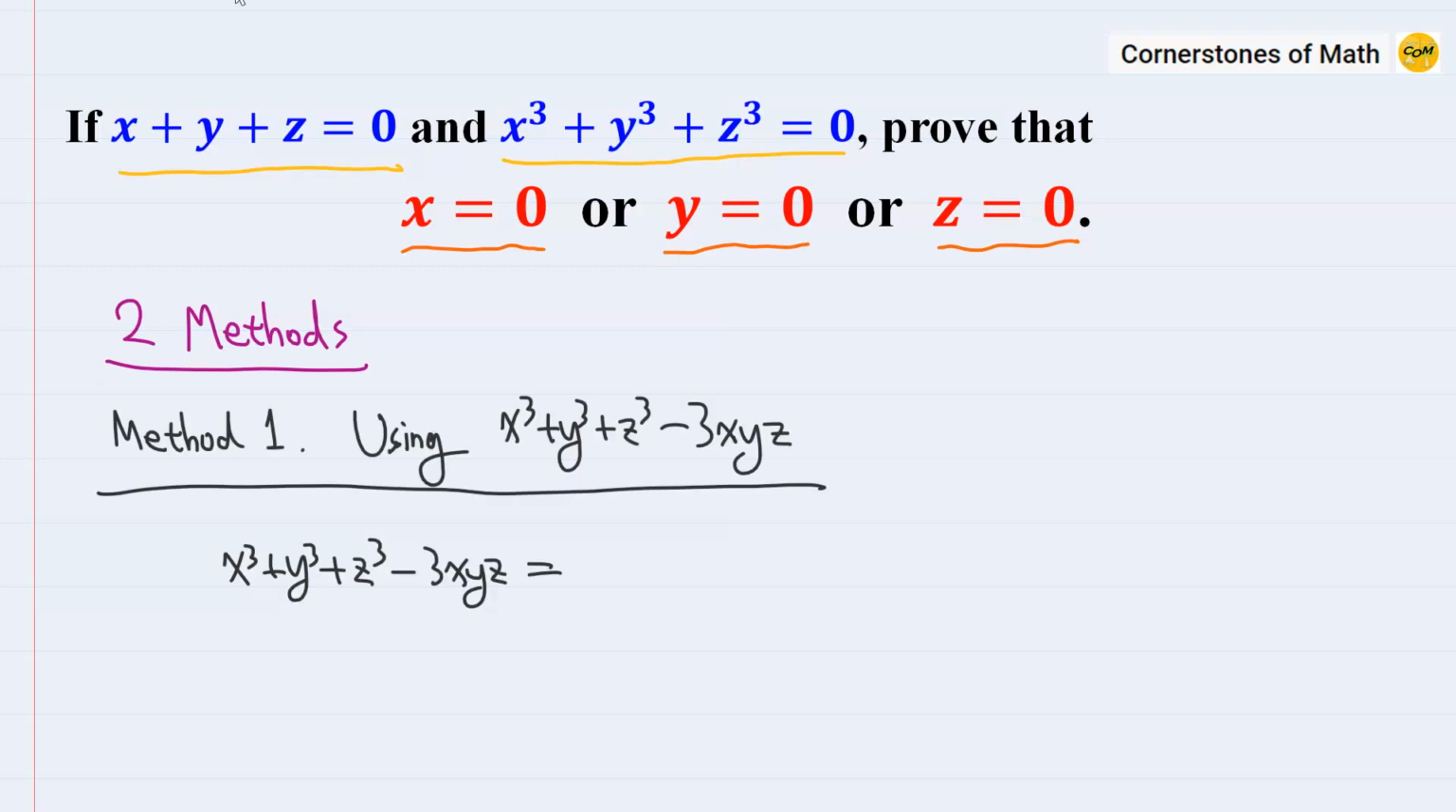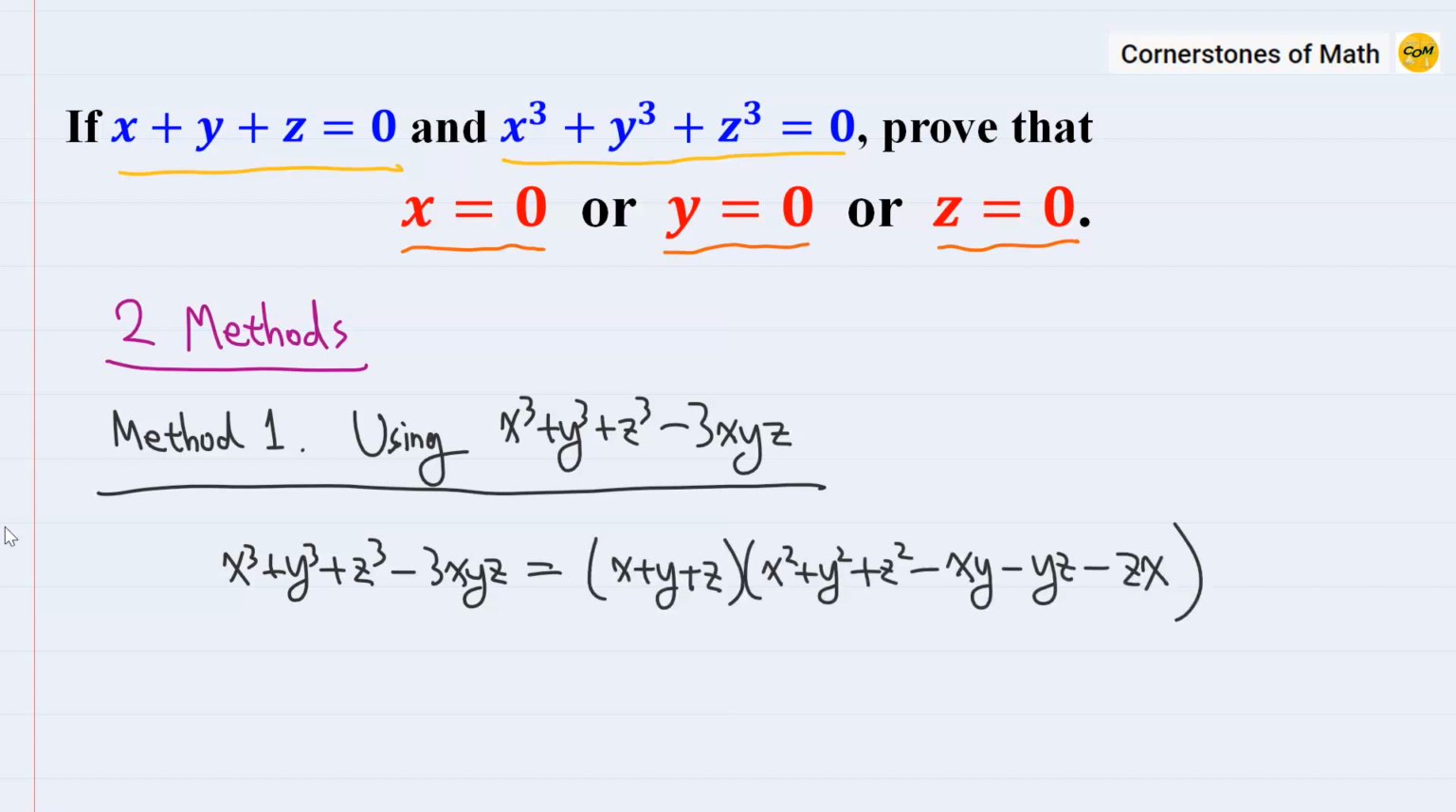The simplest way is of course using the factorization of x cubed plus y cubed plus z cubed minus 3xyz, which is this. Please check the video on the top right corner for derivation.